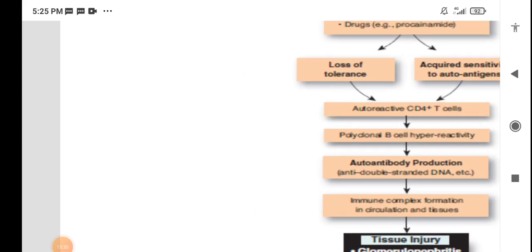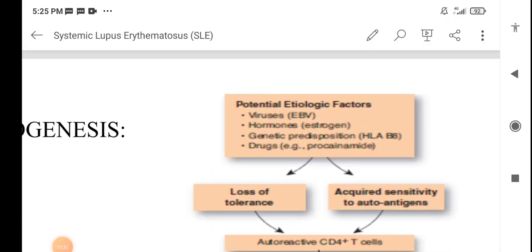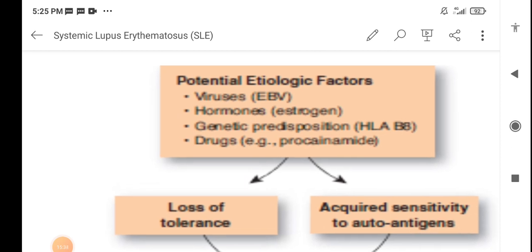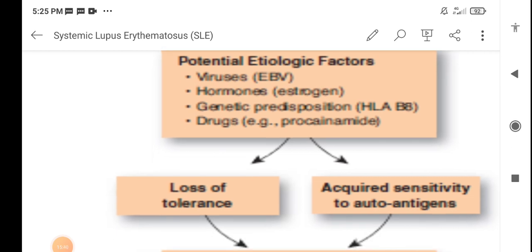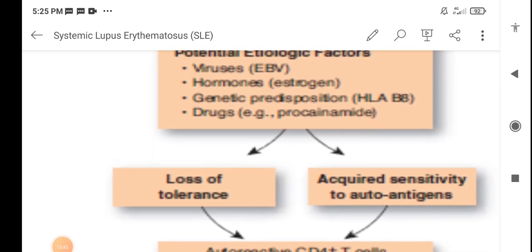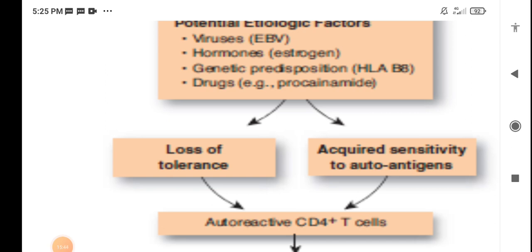Now coming to pathogenesis. So such schematic diagrams are very much important here. Potential etiologic factors: the viruses, the hormones, genetic predisposition, that is HLA typing, drugs, especially procainamide, loss of tolerance, acquired sensitivity to autoantigens. So such schematic diagrams and flowcharts are very much essential when you approach an answer for such a question.